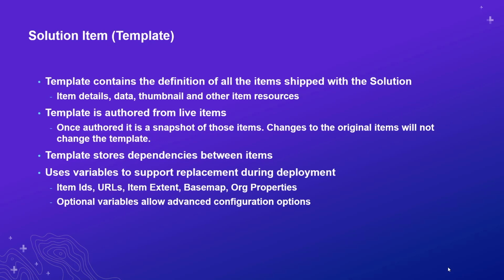The solution template is also going to store the dependencies between items. So, for example, a web app is built on a web map that references feature services. Those dependencies are stored in the template, and it's our way of being able to reconstruct those items in a particular order. And we can also ensure that when we lay down the feature layer, we know its new URL and its item ID.